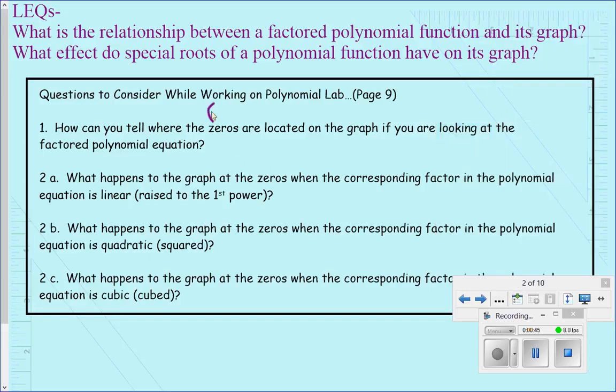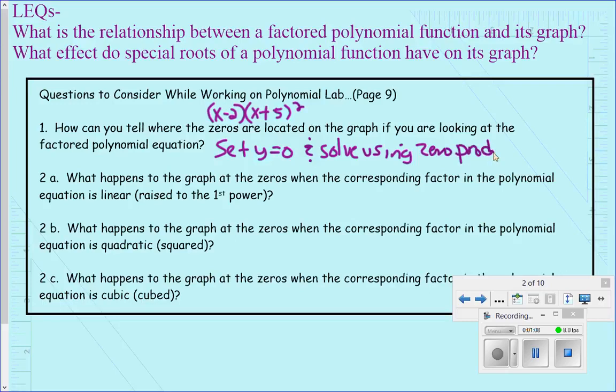So I'm looking at x minus 2 and x plus 5, the quantity squared. If I'm looking at that equation, how can I tell that the roots are at 2 and at negative 5? Well, I set y equal to 0 and I solve using the zero product property. So basically, when we're looking at the equation, we can just see that the zero is going to be at the opposite sign of whatever's in the parentheses with it. So x minus 2, that means 2.